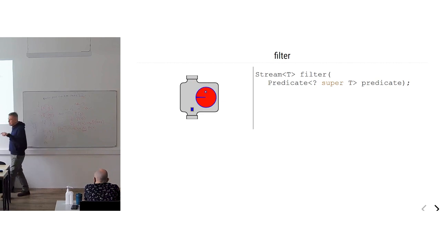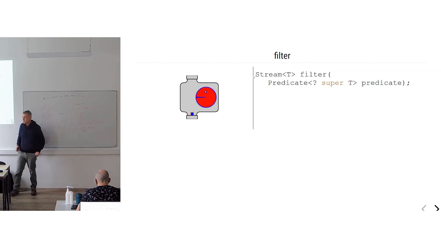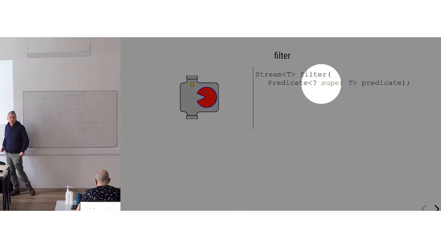So if we have a predicate that can consume numbers in general, then certainly this predicate can consume some more specific numbers, say doubles. This is why question mark super. You can put here as a predicate some predicate that can judge true or false given a more general type, like number. Even if we are going to test only integers, if it can judge any number, then of course it can judge integers, and this is why we have question mark super T here.